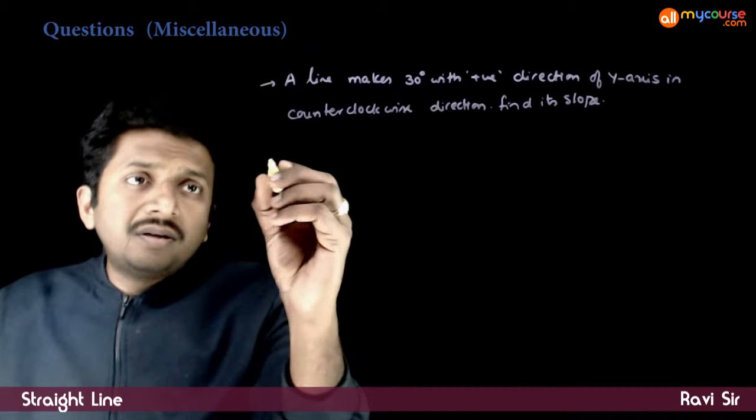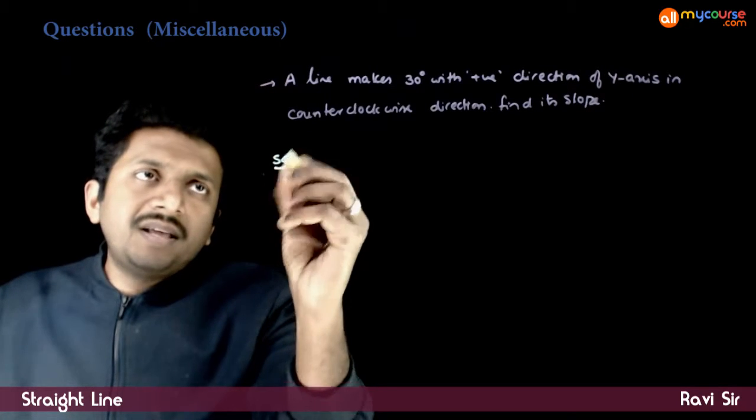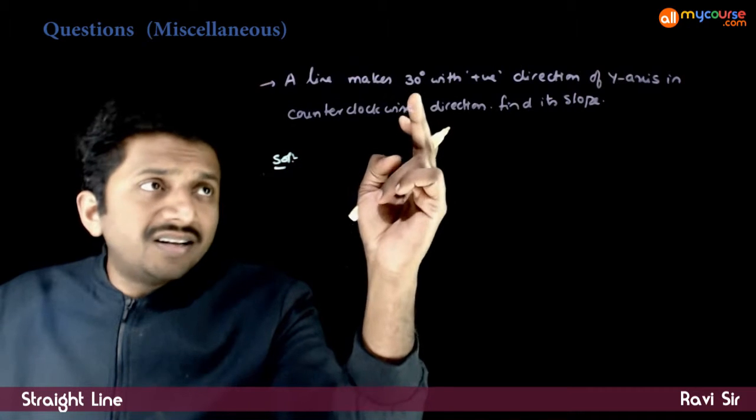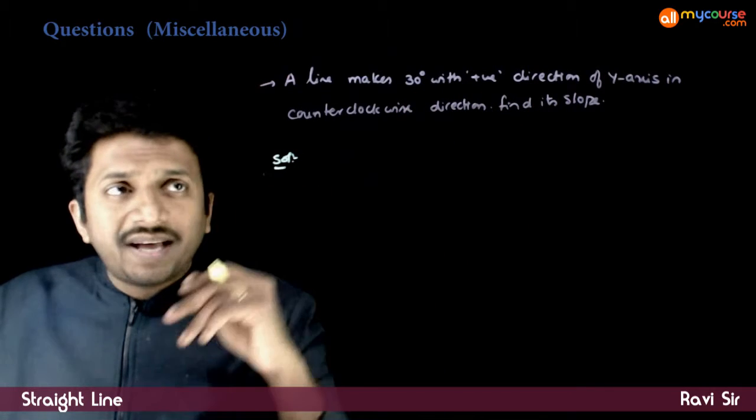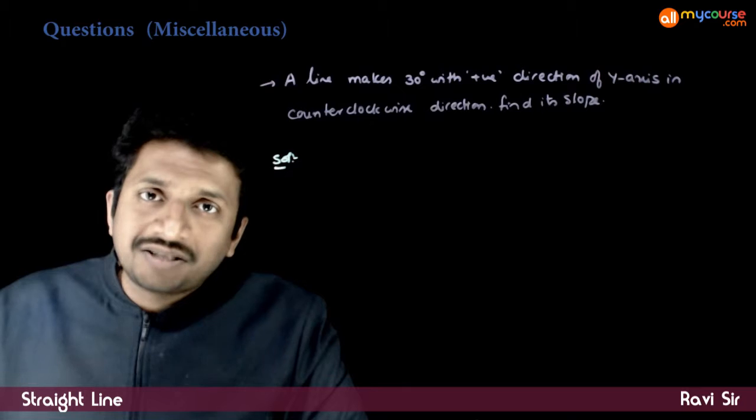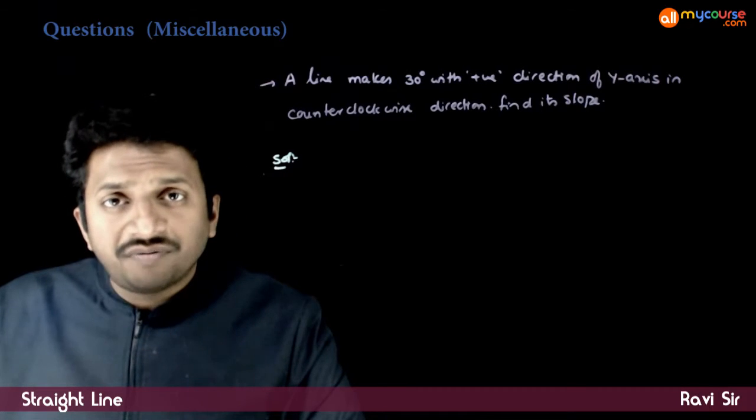In this question, you're given that a line makes 30 degrees with the positive direction of the y-axis in the counterclockwise direction. You're asked to find the slope of this line.